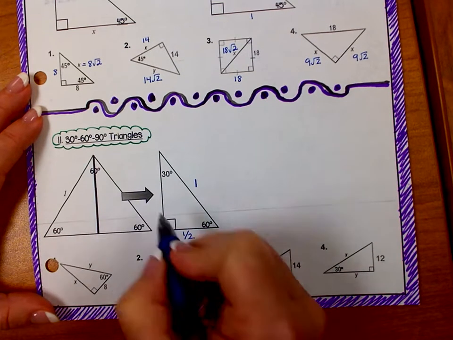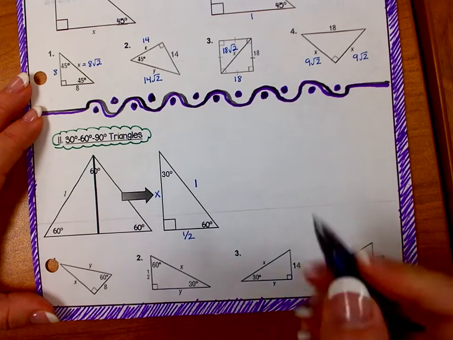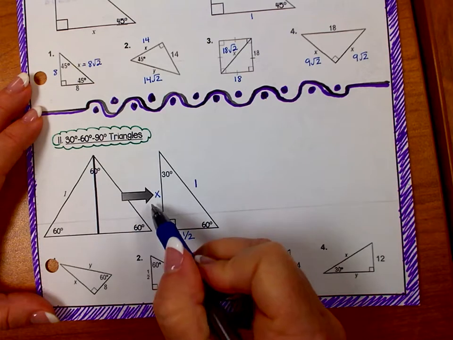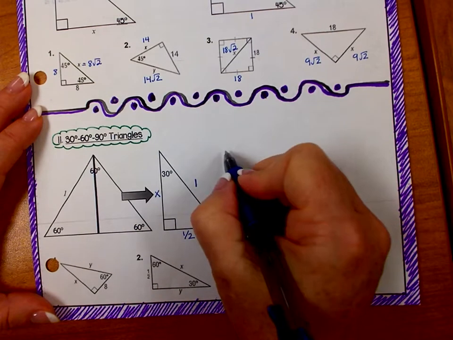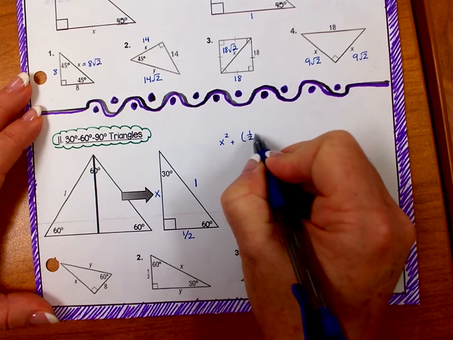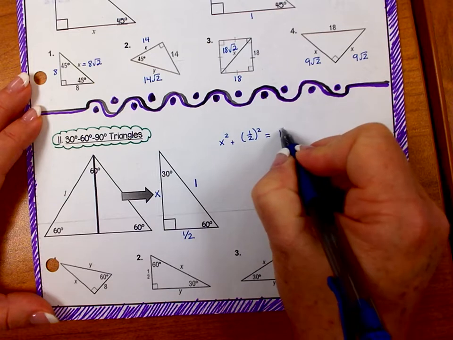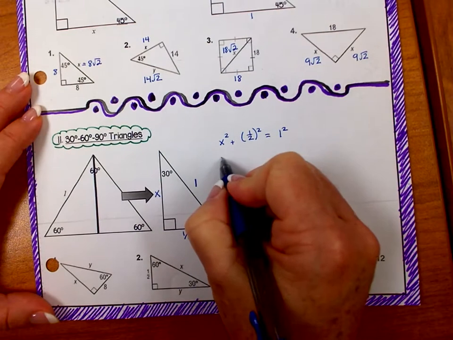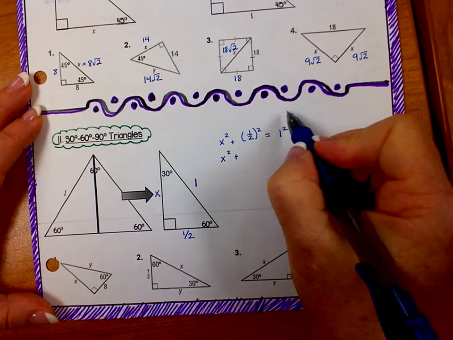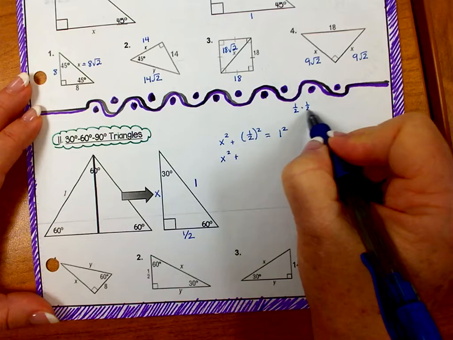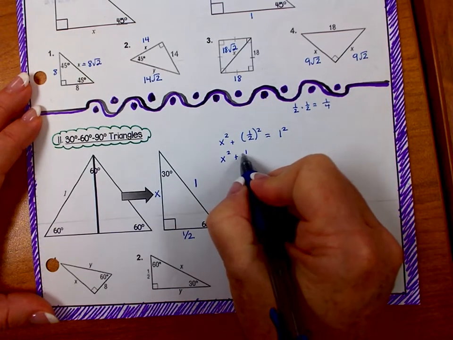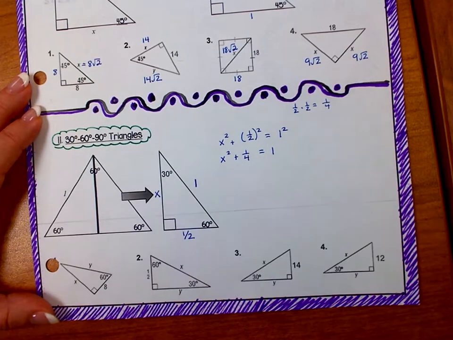So we are going to call this x for right now, and we're going to square both legs, add them up, and set them equal to the hypotenuse squared. So a squared plus b squared equals c squared, or x squared plus 1/2 squared equals 1 squared. So we've got x squared plus, and then 1/2 times 1/2, multiply across, and we get 1/4. So we've got x squared plus 1/4 equals 1.